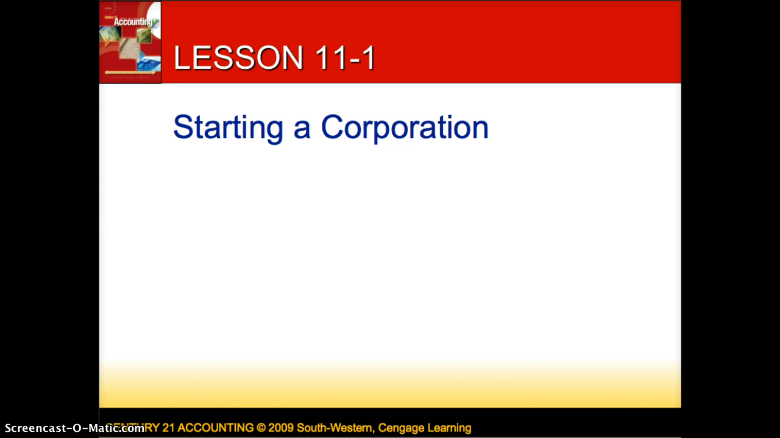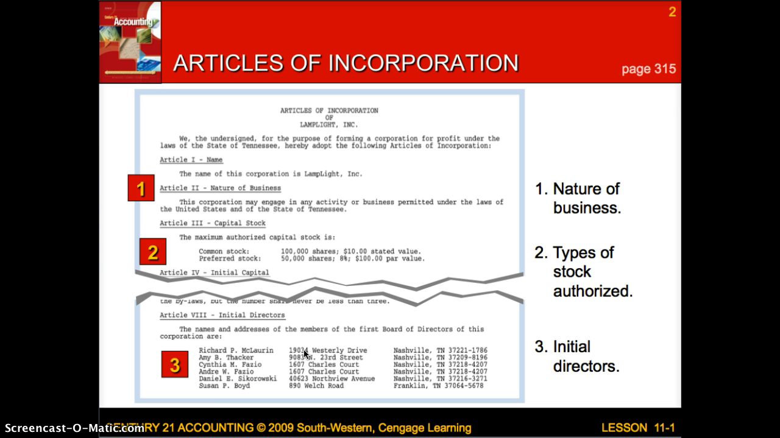Okay. In 11.1, it's all about how to start a corporation. The first thing we're going to talk about is the application that you need to write to request permission to form a corporation. There's 4 parts. The first part is the nature of the business, and that's right here. It says this corporation may engage in any activity or business permitted under the laws of the United States and the laws of Tennessee. So it will say that you will follow both federal laws and your state laws.